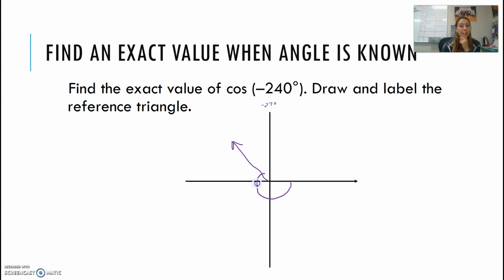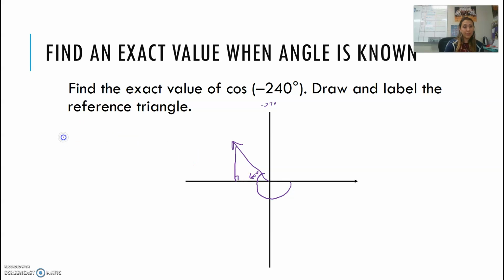So I needed to go from -180 to -240, so it should be 60 degrees, right? -60 degrees to go back negative this way, but reference angles are always positive. So it's a 60-degree angle. And then guess what? We have the same triangle. We have a 60. My 30-degree will be right here, and my right angle is right there.